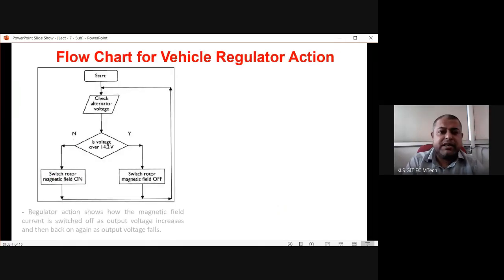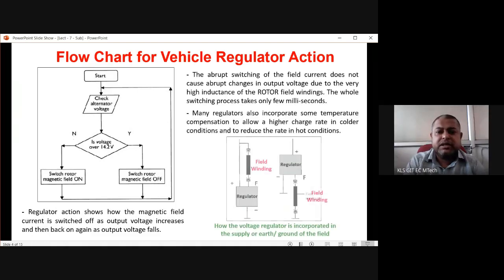And there's a flow chart, and the flow chart is talking about checking whether the supply voltage is 14.2 volt. If supply voltage is 14.2 volt or less, no problem, switch the rotor magnetic field on, and in that case just keep on charging and check the alternator voltage. Is the rotor voltage over 14.2? No, that means you can switch the magnetic field on.